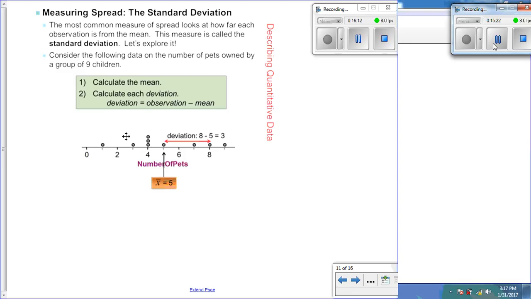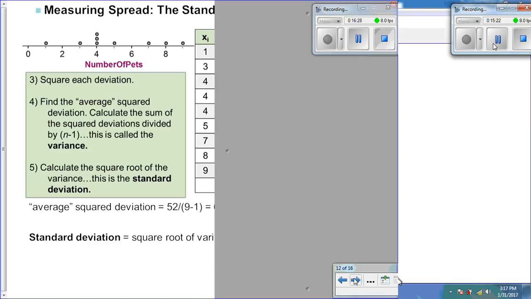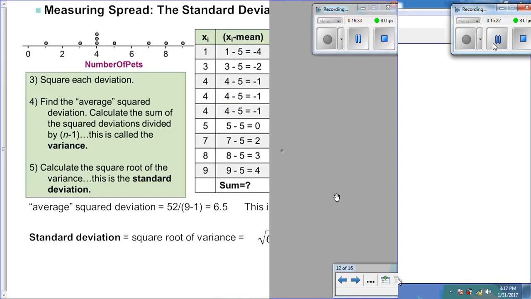And if I pick one on this side, 1 is negative 4 away from the mean. So I would have to do that for each individual piece of data. So I'm going to make a chart. So if I find the deviation of each one, that would be subtracting the mean from every data piece. So my first data piece is at 1, and I would subtract 1 minus 5 to get negative 4. The second data is at 3, so 3 minus 5 is negative 2. So on and so forth all the way through.